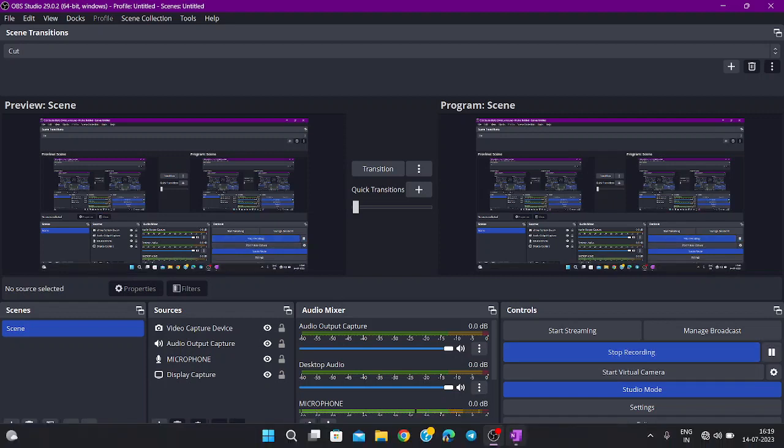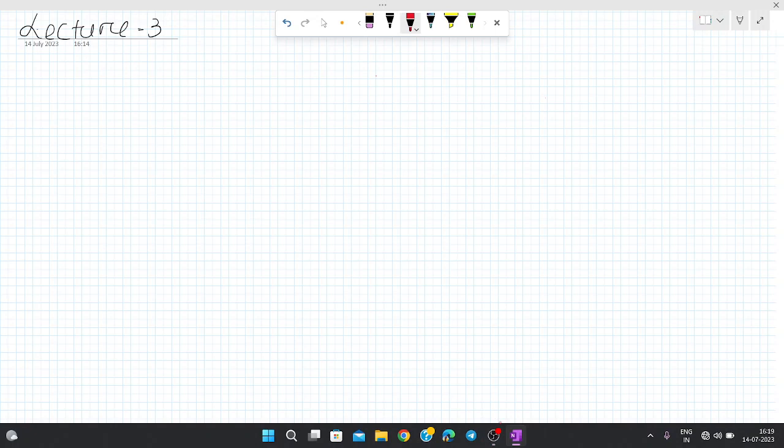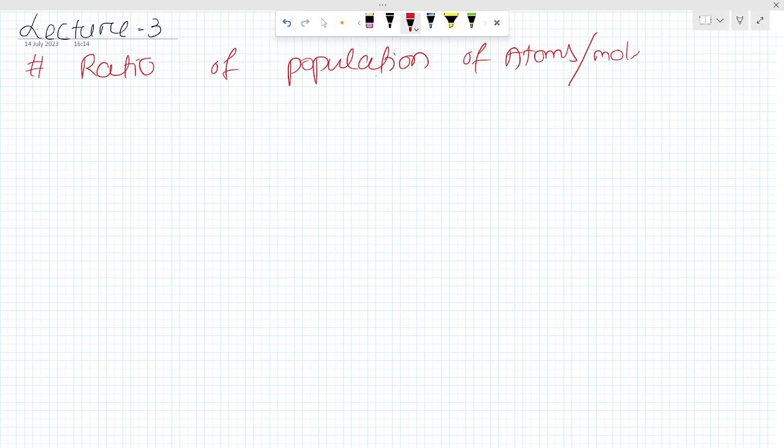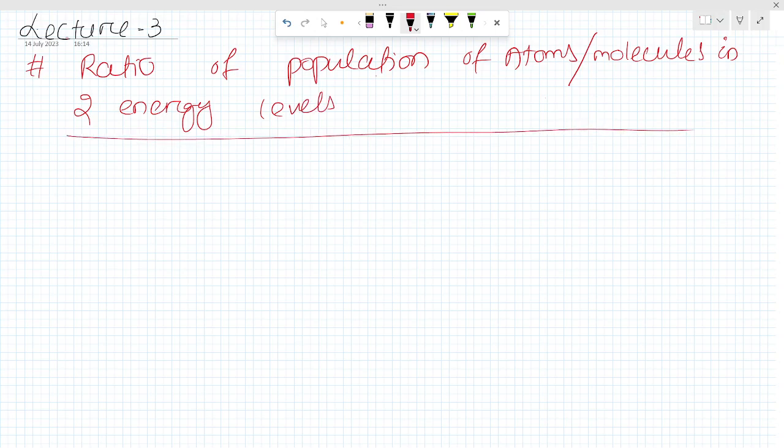Hello students, so today we will start from where we left yesterday. We will start with a new topic, that is the ratio of population of atoms or molecules in two energy levels. Okay, let me start with this.